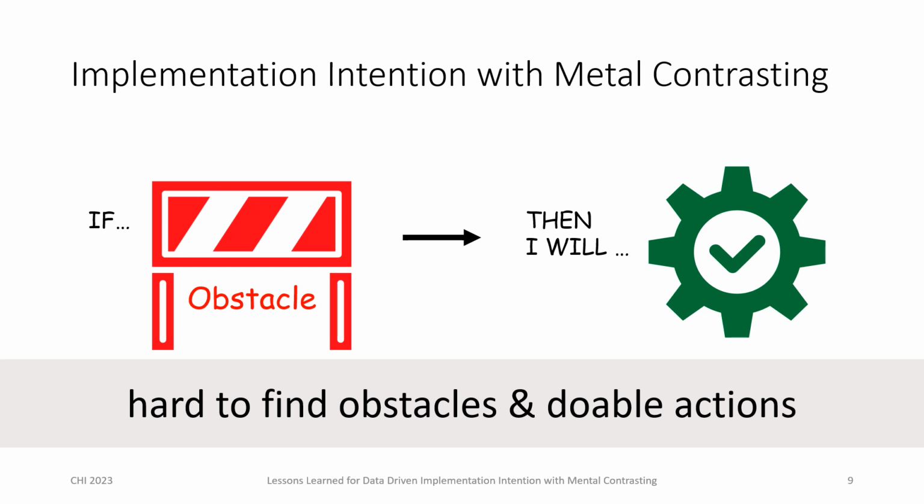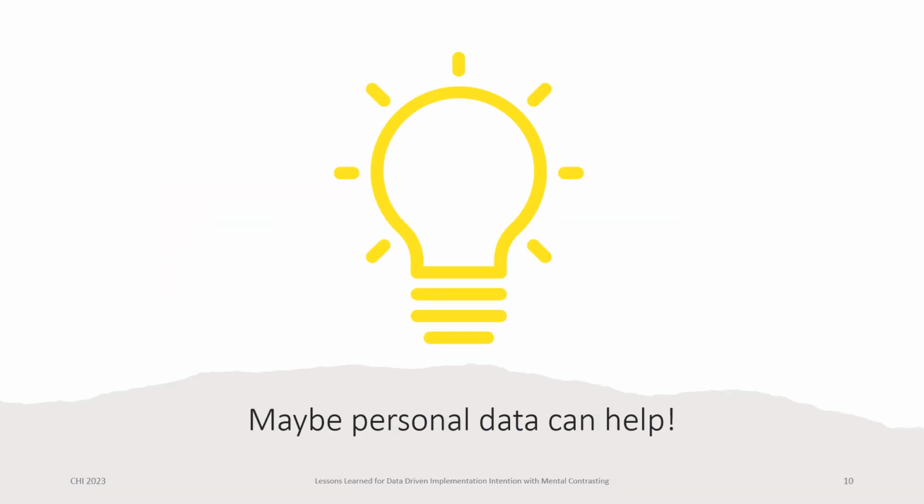So, if people can identify key obstacles as well as the doable actions for addressing those obstacles, they have this proven technique for achieving their goals. Well, that's a big if. It's not easy to identify obstacles and it's not easy to decide on doable actions. What can we do about it?